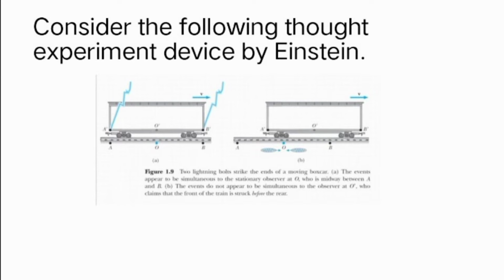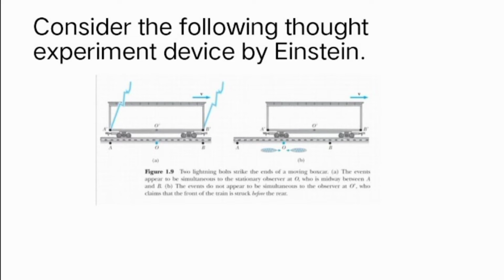Consider the following thought experiment devised by Einstein. A train boxcar is moving with constant velocity when two lightning bolts strike the ends of the boxcar, leaving marks on the boxcar and ground.